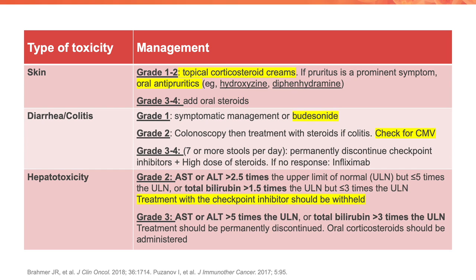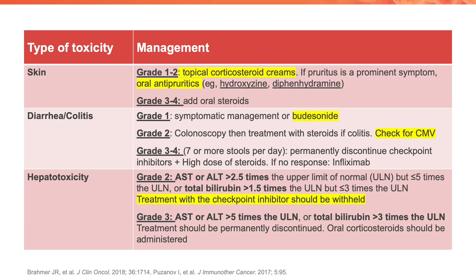If we have diarrhea or colitis, for grade 1, we can use budesonide, which is an oral corticosteroid that does not get absorbed by the GI system. For grade 2, we really always have to do a colonoscopy and then treat with steroids if there's colitis. You also should consider checking for CMV, as that can give similar symptoms to the immune-related adverse events affecting the GI tract. For grade 3 or 4, which is defined as 7 or more stools per day, we really need to consider permanently discontinuing checkpoint inhibitors and administering high dose steroids. And if there's no response, we can give infliximab.